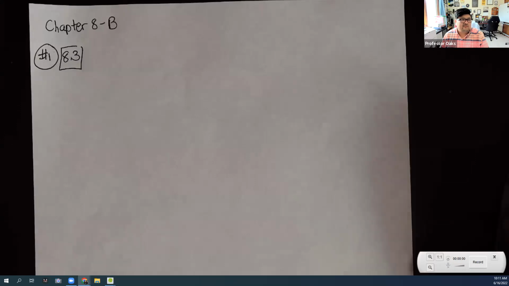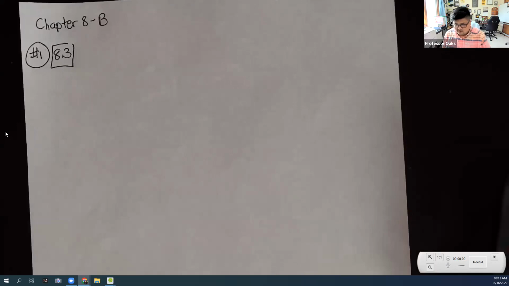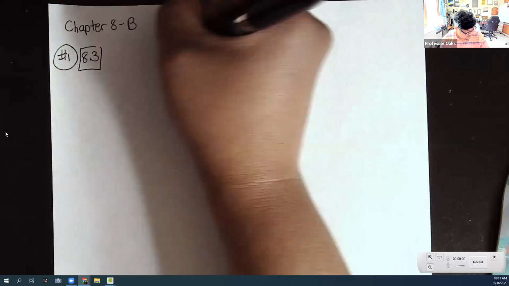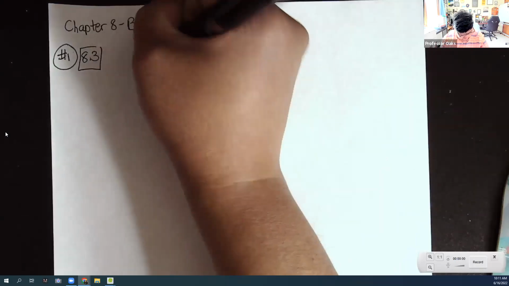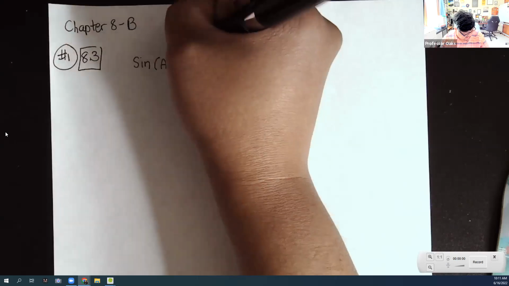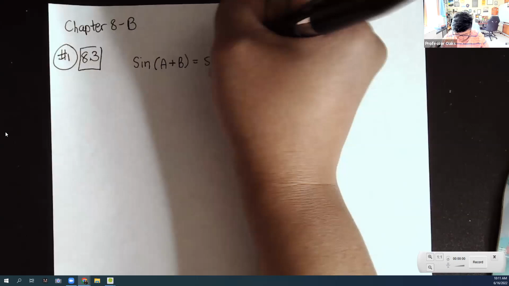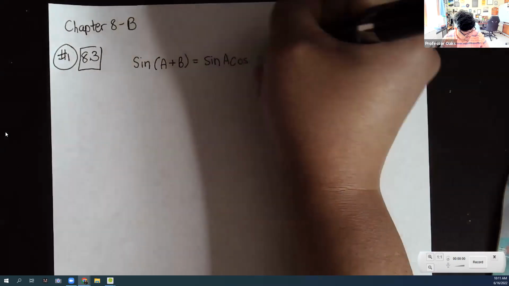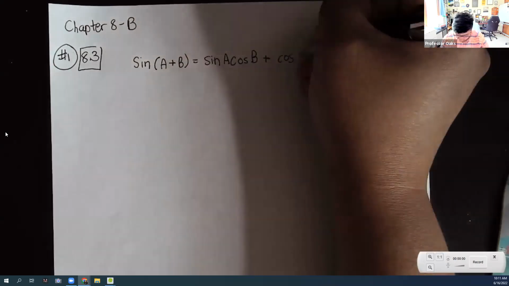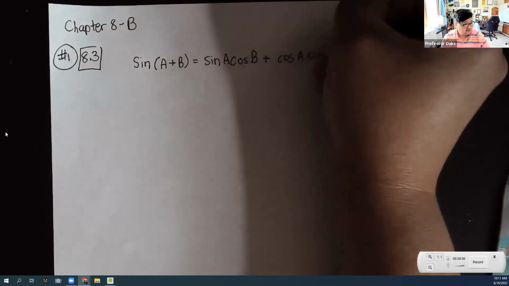This came from one of my friends who was an actuary for years and years and years. So they are: sine of A plus B is sine A cosine B, and then plus cosine A sine B.